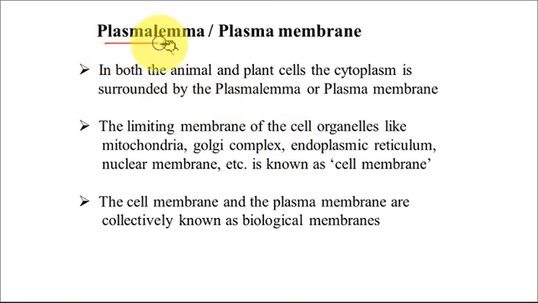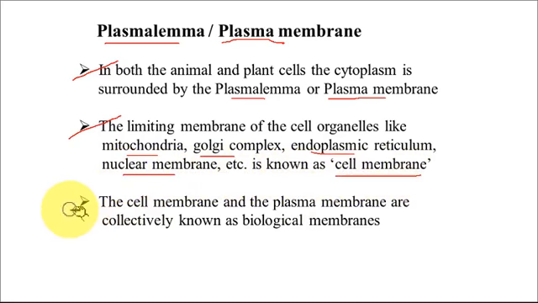If you see plasma lemma or plasma membrane, these are in both plants and animals. The cytoplasm is surrounded by a layer of wall that is known as plasma membrane or plasma lemma. The limiting membranes of the cell organelles like the mitochondria, Golgi complex, endoplasmic reticulum, nucleus or nuclear membrane, and so on, are known as cell membrane. The cell membrane and the plasma membrane are collectively known as biological membranes.